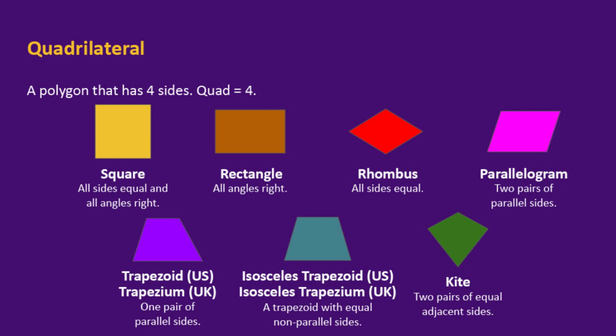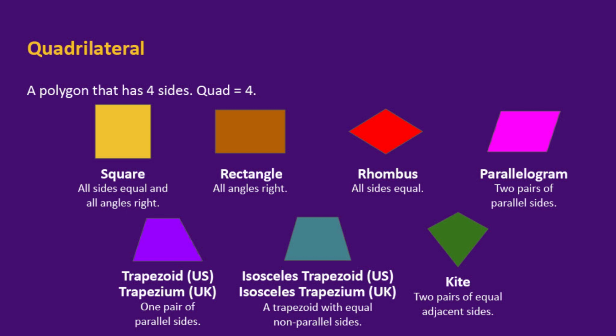A polygon that has 4 sides is called a quadrilateral. Quad means 4. There are many different types. A square, in which all of its sides and angles are equal. The angles are in fact right angles. A rectangle, in which all of its angles are right. A rhombus, in which all of its sides are equal. That doesn't mean all of its angles have to be right angles. A parallelogram, which has 2 pairs of parallel sides, opposite sides of which are equal.